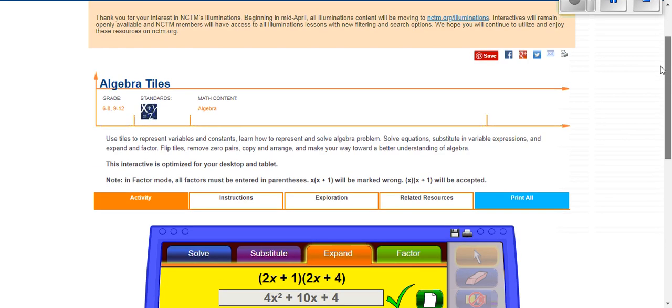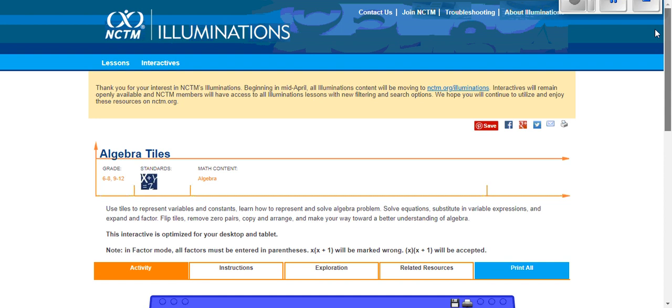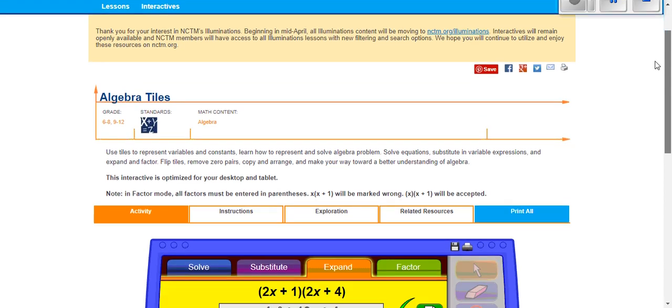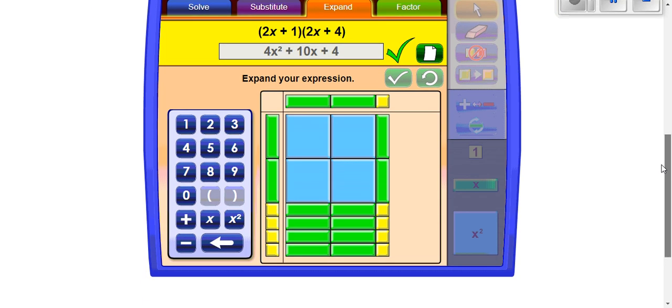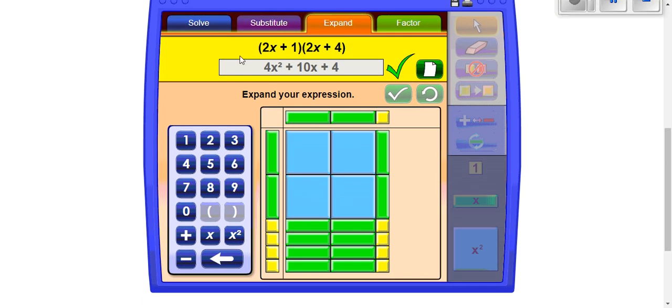Okay, this is the Illuminations website. It's the NCTM, National Council of Teachers of Mathematics, Algebra Tiles website. Here's a particular problem I've already solved.